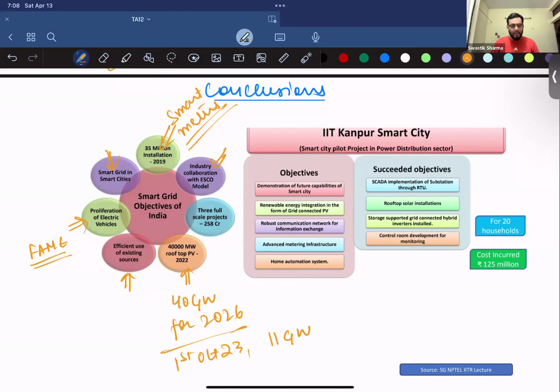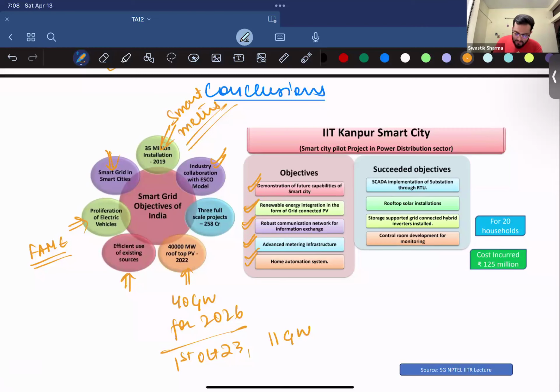And in IIT Kanpur, not recently, in 2018, we received funding for the establishment of an IIT Kanpur Smart City. What we wanted to do was have a smart city pilot project in the IIT Kanpur campus. So we'll discuss it. For that, we wanted demonstration of future capabilities of smart cities. We wanted renewable energy integration in the form of grid connected PVs. We want a robust communication network for information exchange, advanced metering infrastructure, and home automation systems.